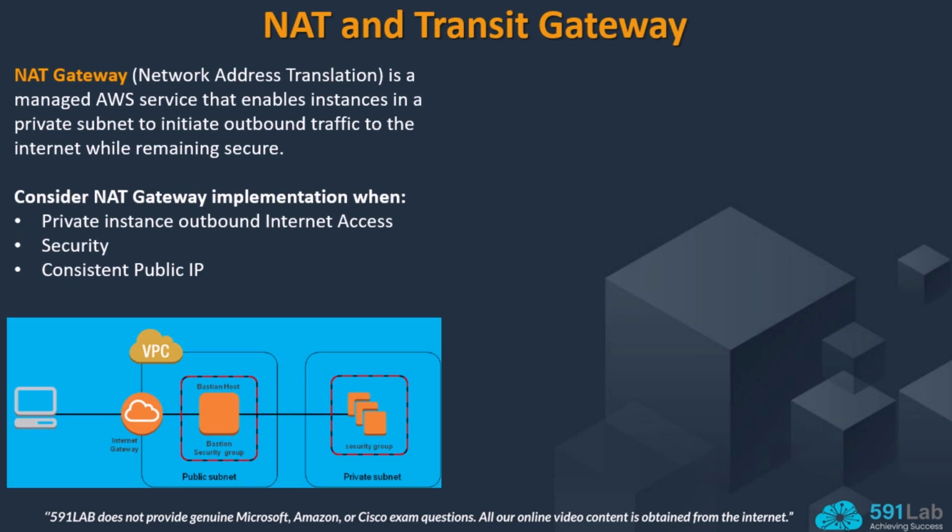NAT Gateway is a managed AWS service that enables instances in a private subnet to initiate outbound traffic to the internet while remaining secure. Consider implementing NAT Gateway when your private instances need outbound internet access for activities such as updates or license activation. This ensures security by avoiding the exposure of private IPs, offering the advantage of consistent static public IP addresses, and allowing only outbound traffic while automatically blocking all direct inbound requests over the internet.